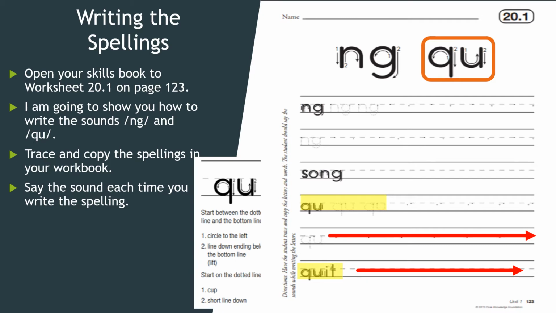There's another word I want you to pay attention to. This word has the QU sound. This word is quit. Quit. Write quit neatly all the way to the end of the line, just like the arrow is showing you here. Do your best work.